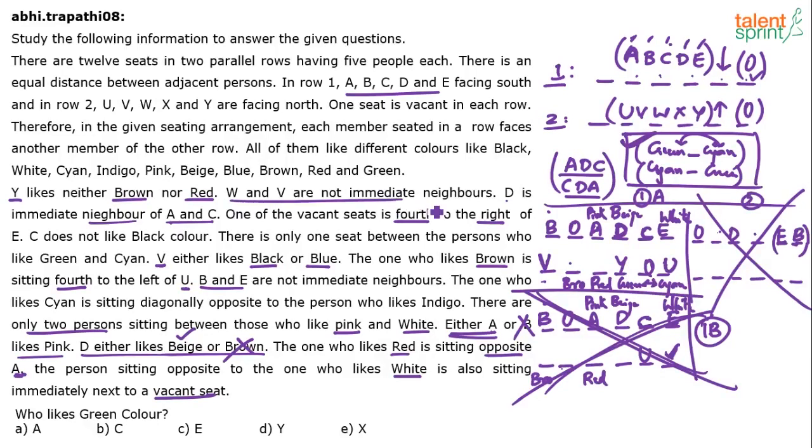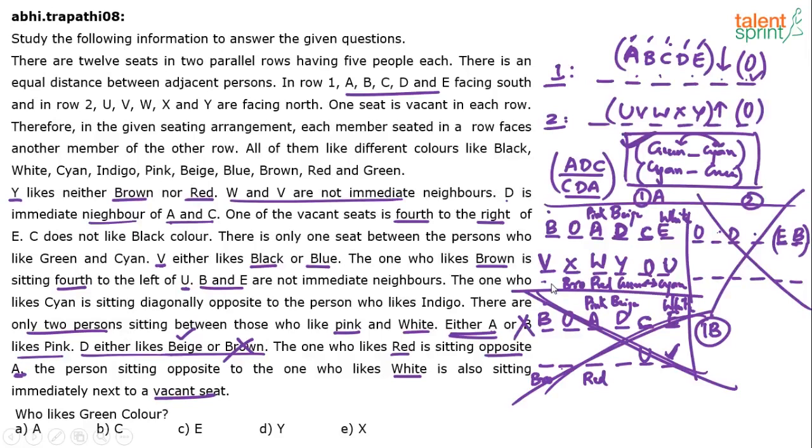Then W and V are not immediate neighbors. So if W cannot come here, then W has to come here. I think the bottom row is also done with respect to persons. Who were the persons? U, V, W, X, Y. U, V, W, Y are done. This is a vacant seat. This has to be X. So in both the rows, persons are arranged. What is only left out is the coloring now, right?